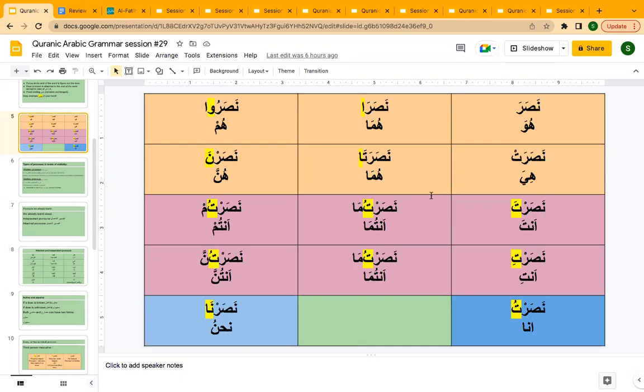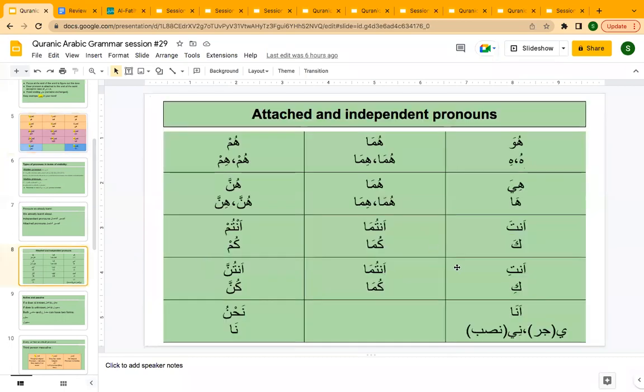So remember, when I was going over your pronouns, I was very particular about how I phrased everything. If you go back to your lectures, you will find out. I've always said that the attached pronouns that we are doing right now, in the form of hu, hi, huma, hima, ha, huma, hima, hunna, hinna, ka, kuma, kum, ki, kuma, kunna, yi, ni, na, all of them, what is the status of attached pronouns? Nasb or jar, right? Nasb or jar.